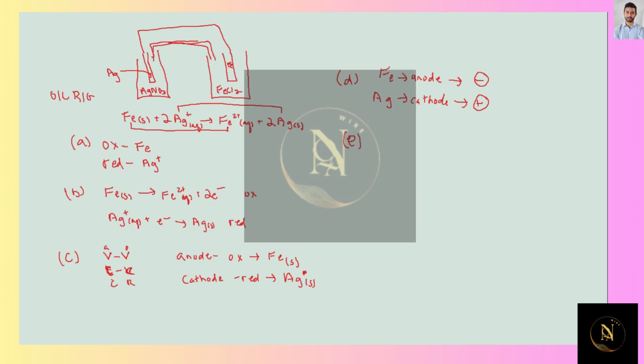Part E: do electrons flow from the silver electrode to the iron electrode, or from the iron to the silver? Electrons always flow from the anode, where oxidation is losing electrons, to the cathode, which is gaining electrons. Since the anode is the iron, they flow from the iron to the silver.